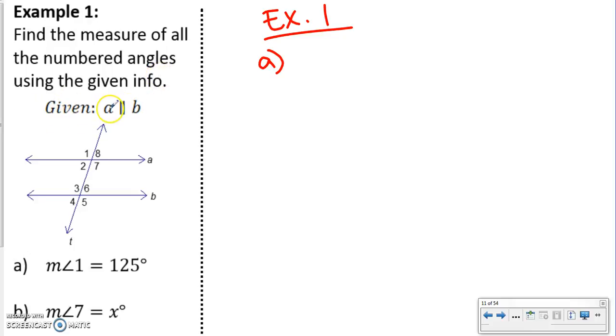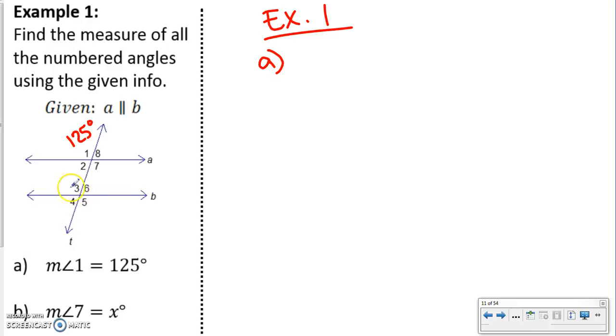So it's given that line A is parallel to line B. So I told you that's what all those ifs were in our if-then statements for these theorems and the one postulate. If they tell us in the given we've got parallel lines, then we can use those things to find different angle measures. So notice they give us angle 1, so we need to find 2, 3, 4, 5, 6, 7, 8. So I'm going to put 125 degrees here. Now, which angle corresponds to angle 1?